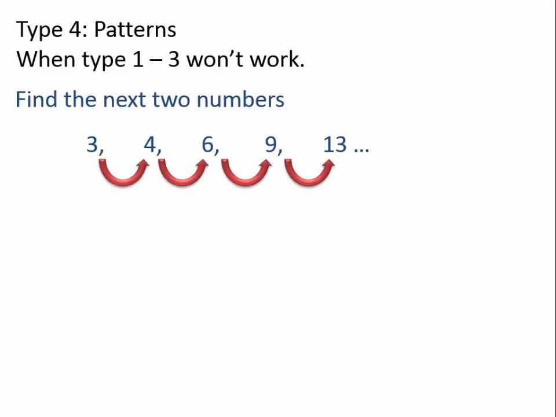So let's just check the difference between each of them. Well, the first one you add 1, the next one you add 2, then 3, then 4. So straight away you can see there's a pattern. The next one would be 5 and then 6. So 13 plus 5 is 18, and if you add 6 you get 24.